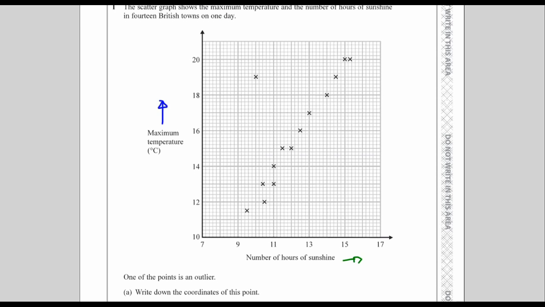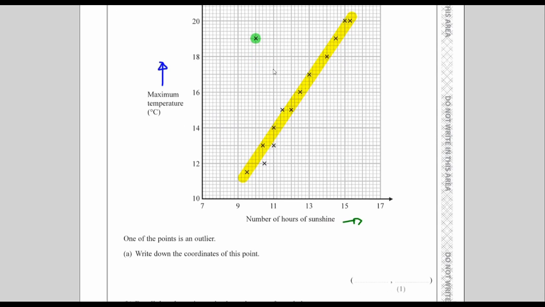Well, an outlier is a point that doesn't particularly fit with the rest of the data set. So I've just highlighted in yellow the data, and then we've got this guy on its own over here. So the one out on its own is not with the general trend, and that is the outlier.